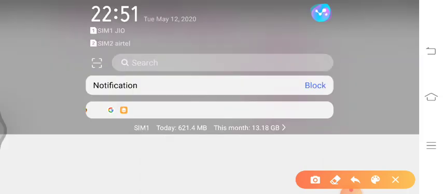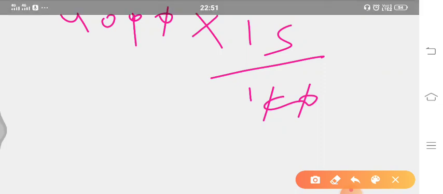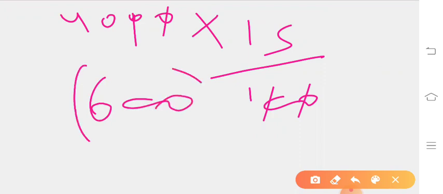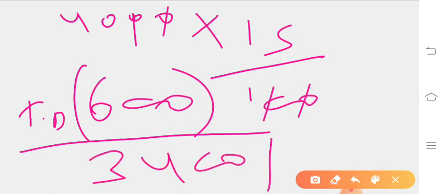15%? So it should be 15 fours are 600. That means 4000 MRP minus 600 trade discount. So technically the remaining amount is 3400. So this is the amount of your sales return instead of that 4000.